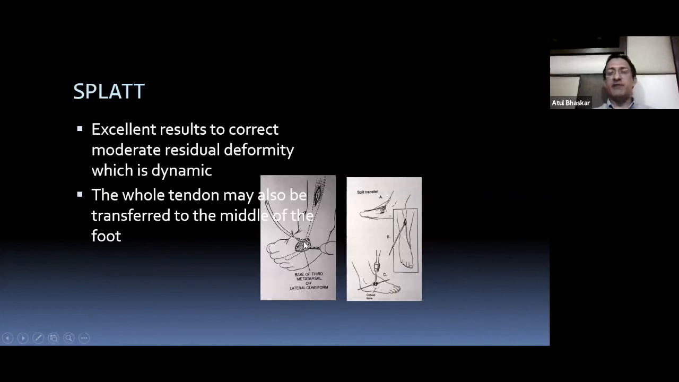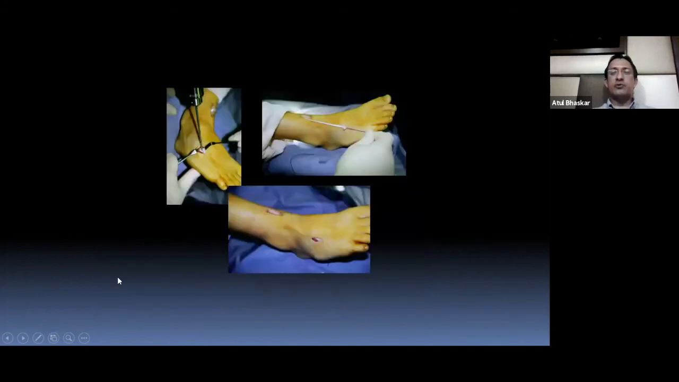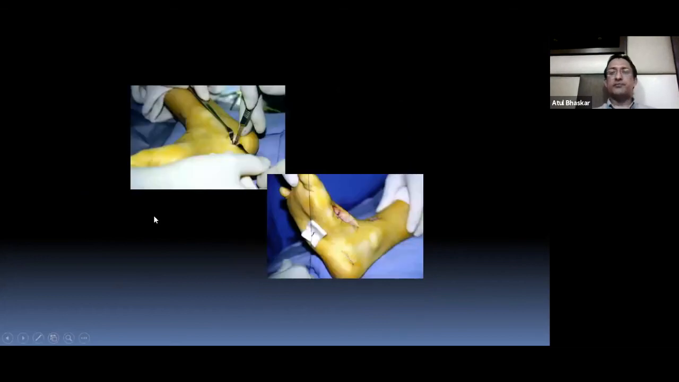So here you can harvest half the tendon and suture it to the lateral cuneiform with an anchor, or you can pass it through a needle and the thread at the sole of the foot. So this is the technique of partial tibialis anterior transfer, and this is very, very commonly used in a child above 3 years. And here you can suture it with a button after you harvest the tendon.